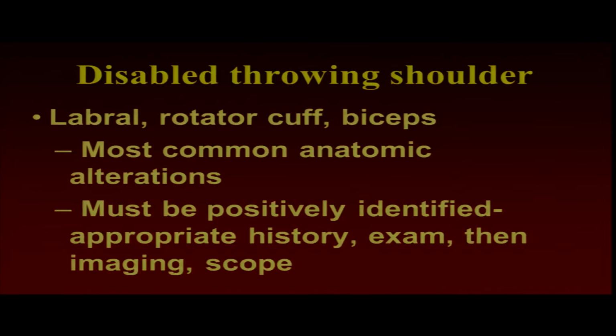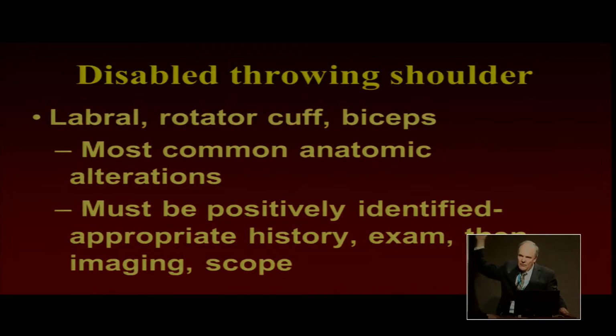Obviously, you have to look at all the things inside the joint. The labrum, rotator cuff, biceps, those are the most common anatomic alterations. And this is not, I've got a painful shoulder and therefore it must be a labral injury, let's go scope it and find out. No, it has to be a positive diagnosis based on your history of the correct timing. It has to hurt back in here, because this is where you get your peel back and where you get your posterior movement. It's got to be from here to this position right through here. It has to be a pinching, catching. It has to be some type of a sliding mechanism, because you're getting this translation.